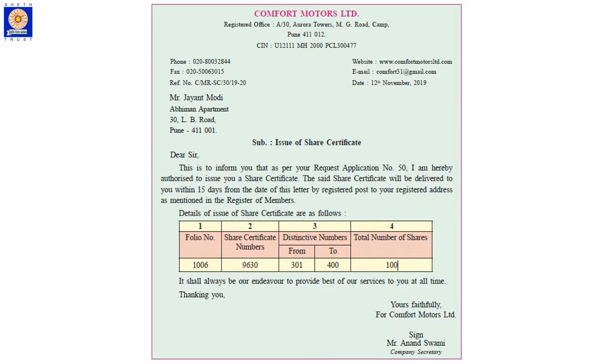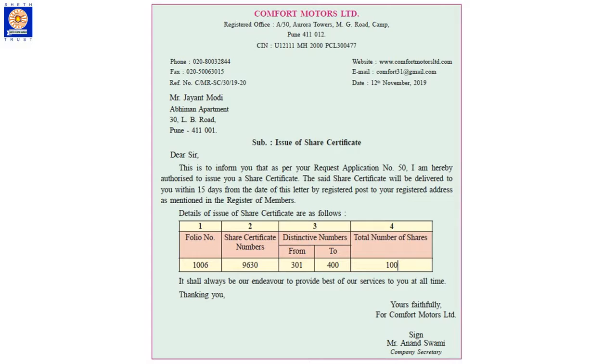The information related to the share request application and share certificate is given in tabular form, that is the main paragraph of the letter, that is, details of issue of share certificate as follows. Now you can see there are four columns with the labels folio number, share certificate number, distinctive number, and total number of shares. Folio numbers are a type of page number, and you can write 1006 or any four-digit number which comes to your mind while writing a letter in your exam. This letter will be asked for 5 marks, and the share certificate number is 9630.